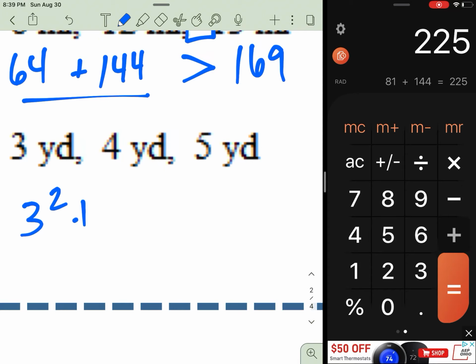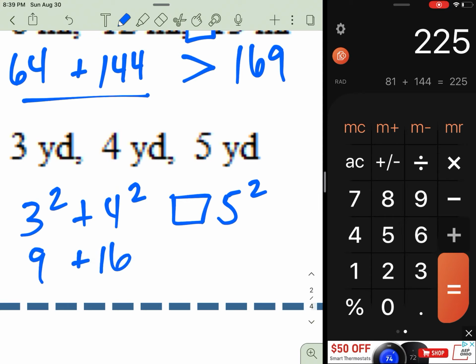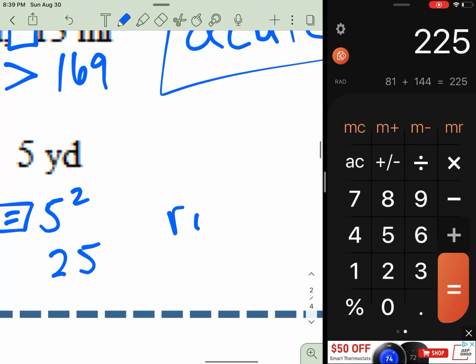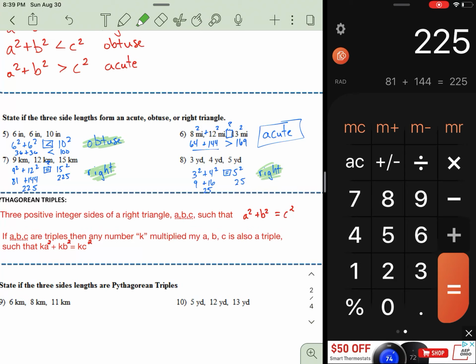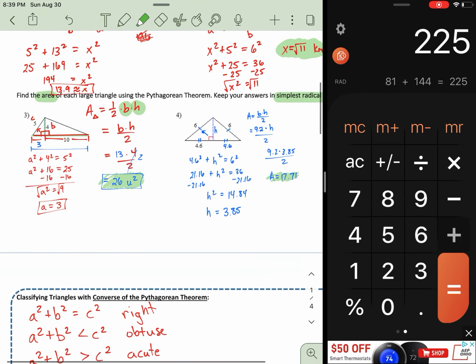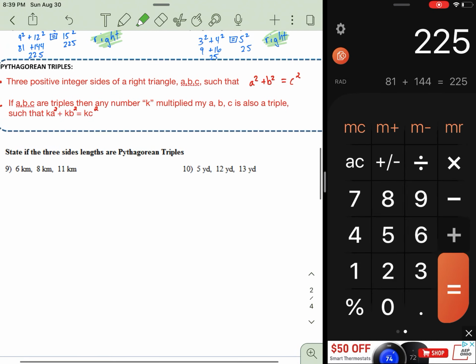All right, so 3 squared plus 4 squared is blank to 5 squared. So 9 plus 16 is 25. So this one's also equal, so this is also a right triangle. Okay? All right, so that's how you label what type of triangle it is. As you can see, different skill sets here, right? Different theorems. Okay, last one we're going to talk about.